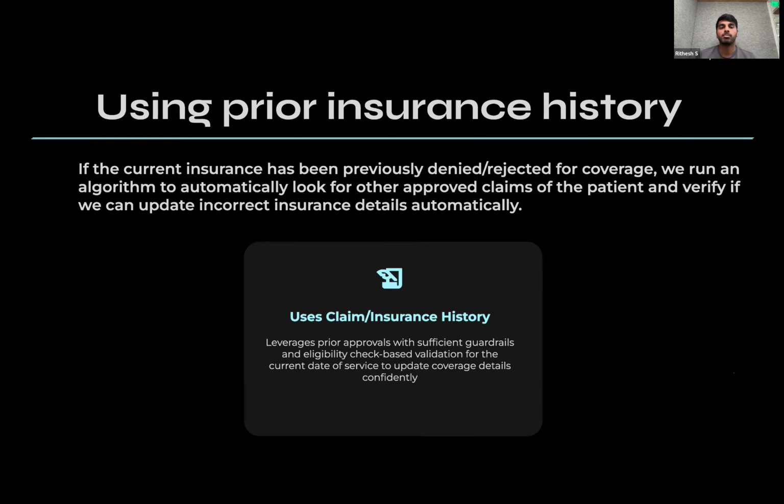So the first thing that we look at is the prior insurance history of this particular patient. If we see that the current insurance has been previously denied or rejected for coverage, and this is recent, we run an algorithm to automatically find other approved claims of the patient and verify if we can update those incorrect insurance details automatically. We see if we can use the data from the approved claim of the patient for the current date of service. And we validate this with another eligibility check for the current date of service.